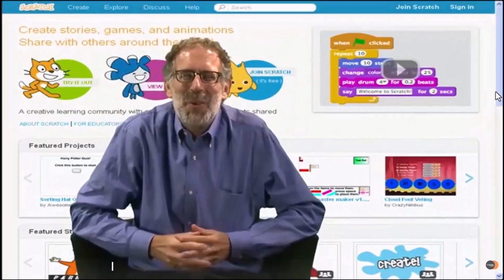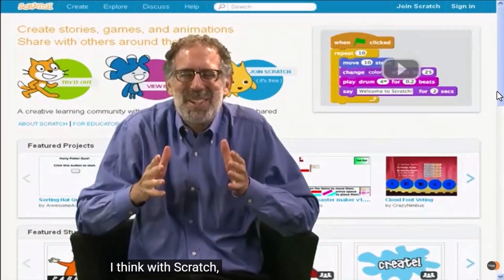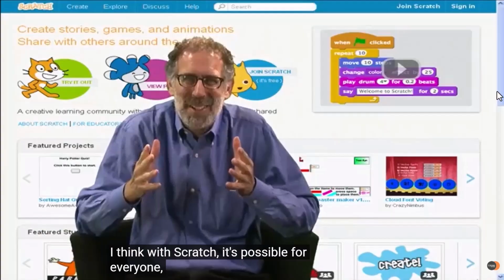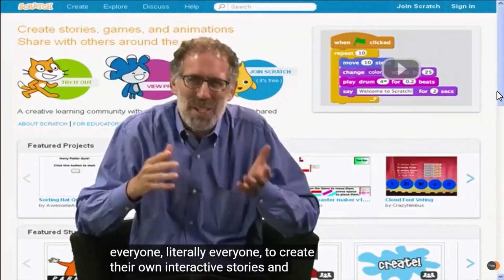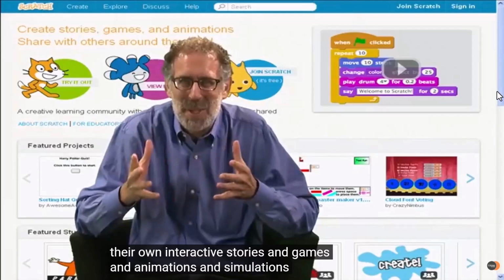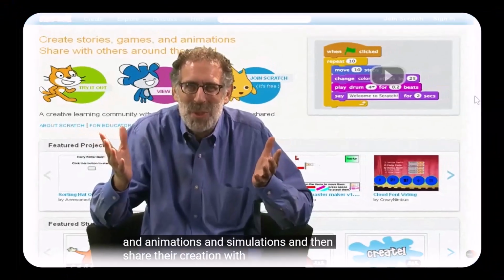Now, the beginning of Scratch. Scratch was officially launched in 2007 by the Lifelong Kindergarten Group at the MIT Media Lab. The key figure behind Scratch is Mitchell Resnick, a professor of learning research. I think with Scratch, it's possible for everyone, literally everyone, to create their own interactive stories and games and animations and simulations, and then share their creation with the world.